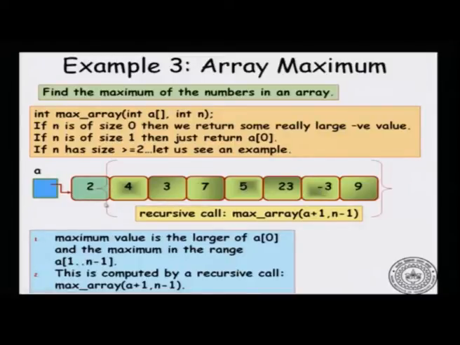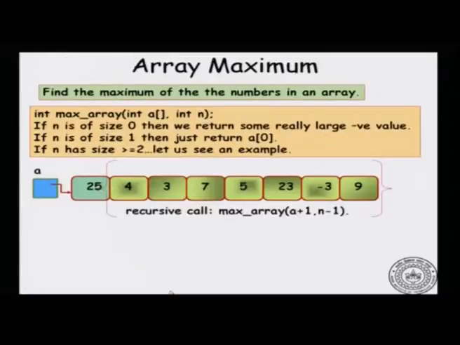The maximum of the whole array will be the greater of the two numbers. Which two numbers? The maximum of this subarray and A0. Okay. So, the maximum value is the larger of A0 and the maximum of the tail subarray, which is A plus 1 to A plus n minus 1. Now, in order to compute the subproblem, we make a recursive call to the same function. It looks for the max array from A plus 1 containing n minus 1 elements.